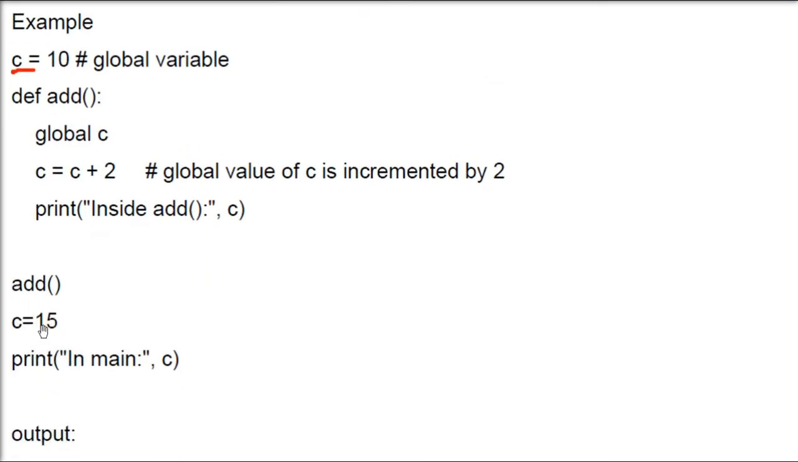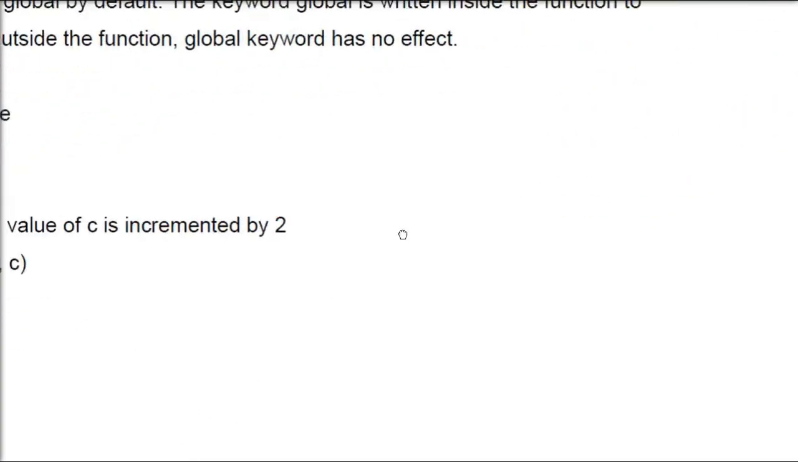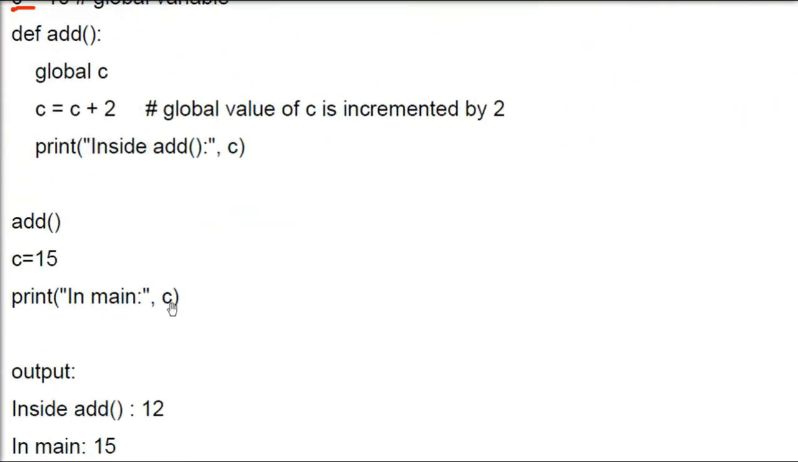You don't want to use this global variable. Now you want your local variable. So C equals 15 is being given. When you print this C, it will be what? You will just ask, air is everywhere, so why is it not global C?